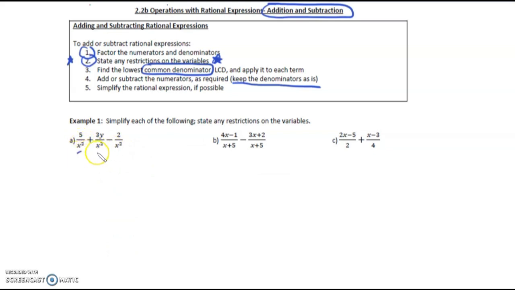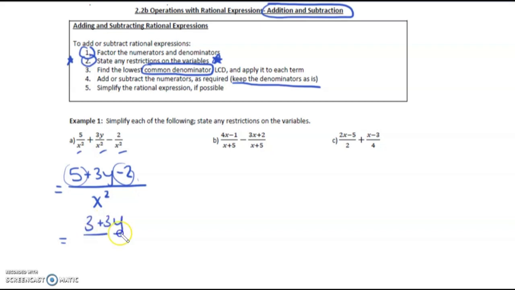So this one's easy because all the denominators are x squared. So what we do is in the numerator, we collect the entire numerator and we put it over the one common denominator. So 5 minus 2, we get 3 plus 3y over x squared. Now the restriction on the x is x cannot equal 0 because x is the only variable ever in the denominator.